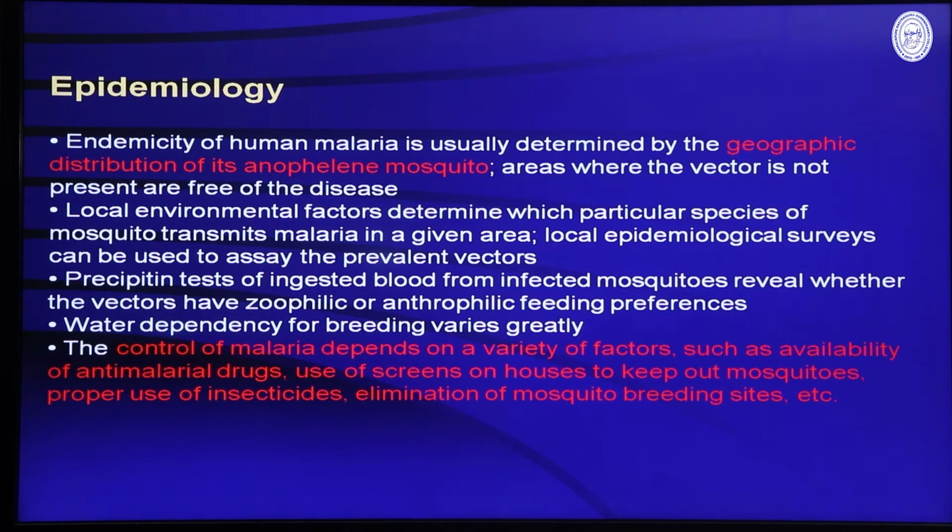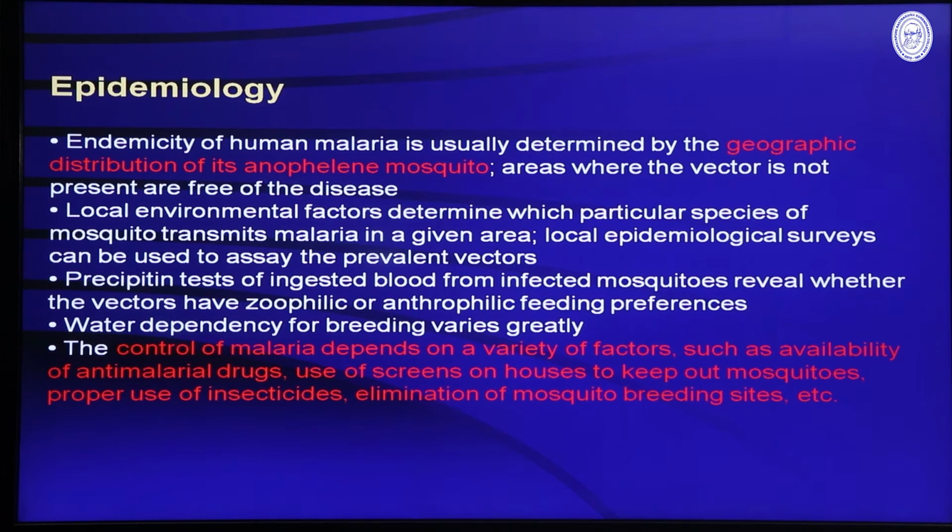Now the control of malaria depends on a variety of factors such as availability of antimalarial drugs, use of screens on houses to keep out the mosquitoes, proper use of insecticides, elimination of mosquito breeding sites, etc. So we should keep in mind that malaria can be controlled in these several steps. Step number 1 is the use of antimalarial drugs that are very common and readily available, low cost, and having fewer side effects.